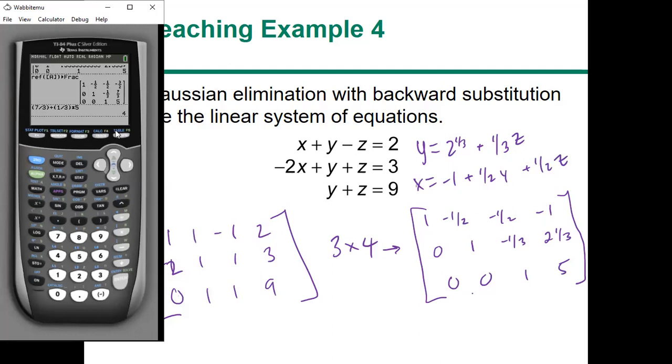Y is 4. Now I'm going to do X, because now I know the value of Y and Z. So I have -1 plus 0.5 times, what was Y? 4, plus 0.5 times Z, and Z is 5. So now I know X is 3.5. So 4 was my Y. So my solution here is 3.5, 4, 5.